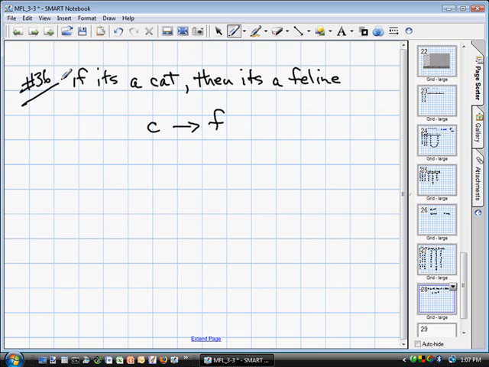How about 29 to 31? Write each statement in symbolic form using not and or. Also write the corresponding statement in words. And they give you a hint. If P then Q is equivalent to, I think we just did this one, didn't we? If P then Q is equivalent to not P or Q.